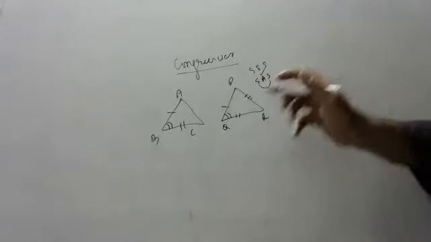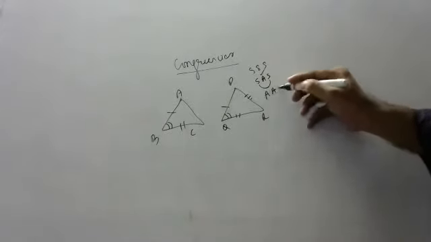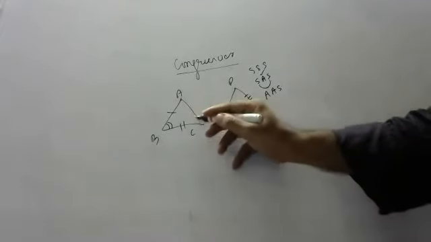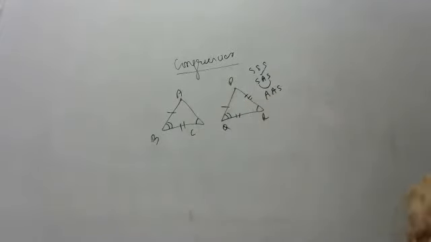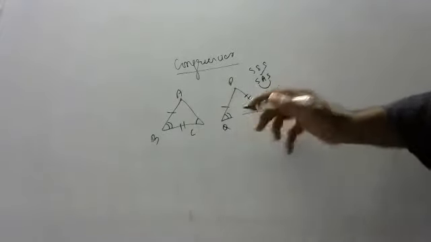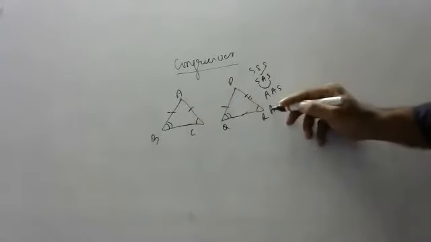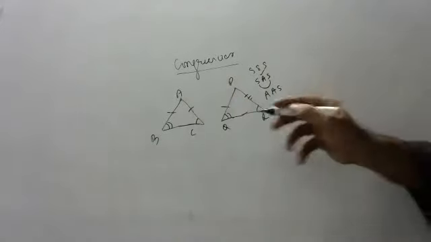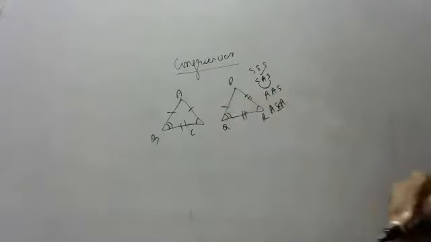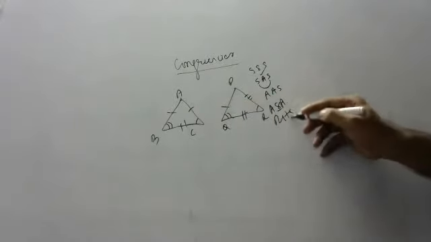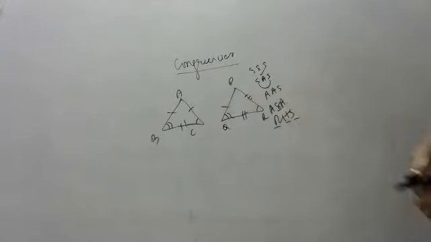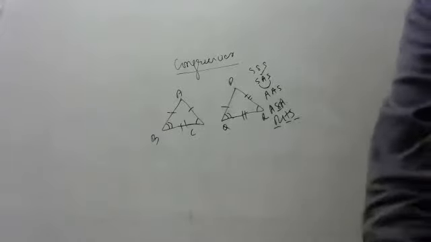Or one more is there, children: AAS, angle angle side, meaning two angles and one side, any side. And ASA is there, where the side should be the included side, compulsory. And one more is RHS congruency: right angle, hypotenuse, side.